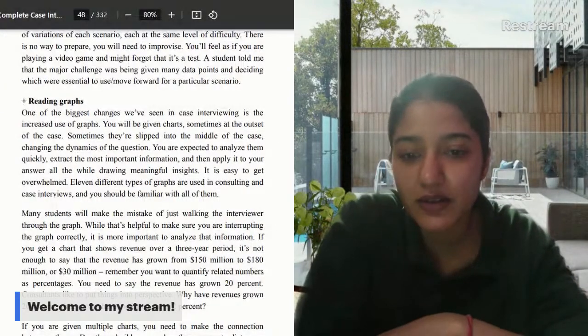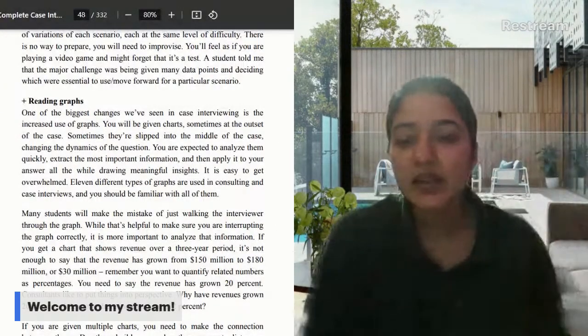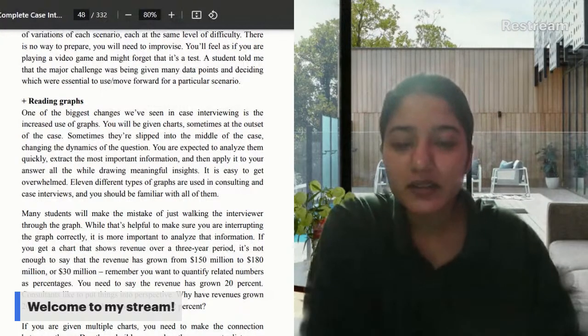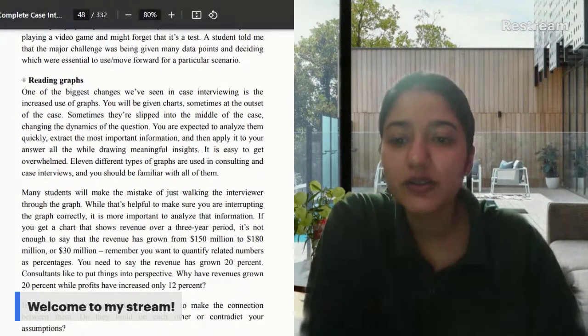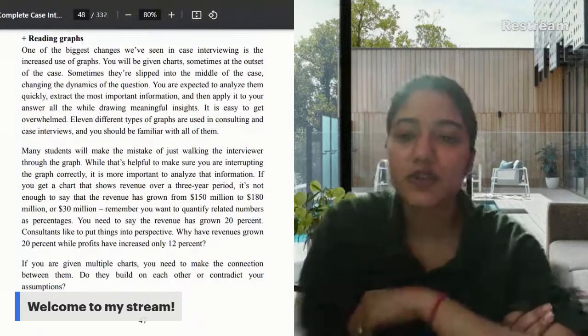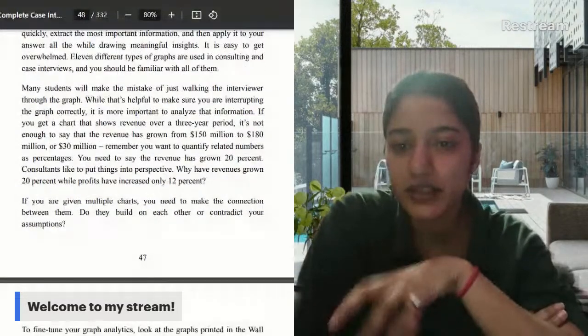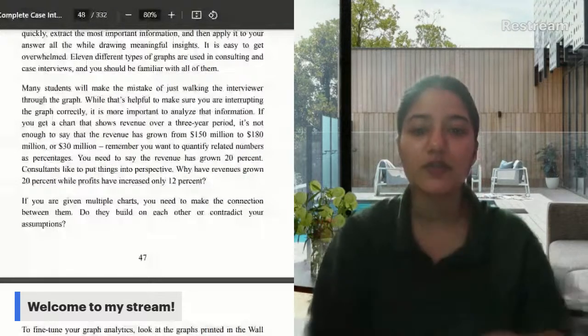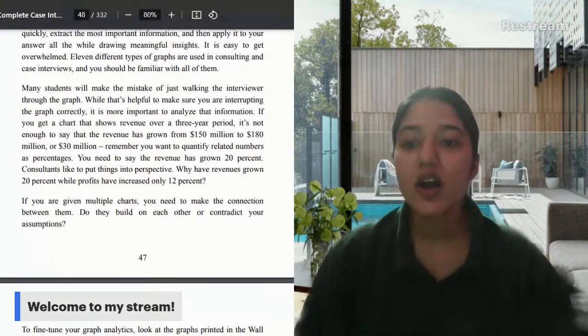Eleven different types of graphs are used in consulting and case interviews, and you should be familiar with all of them. So many students make the mistake of just walking the interviewer through the graph. While it's helpful to make sure you're interpreting the graph correctly, it is more important to analyze that information. If you get a chart that shows revenue over a 3 year period, it's not interesting that the revenue has grown from $1 million to $1.8 million or $3 million.